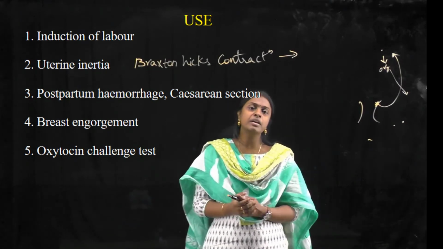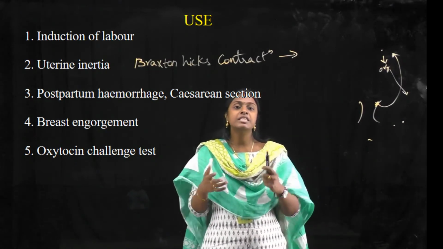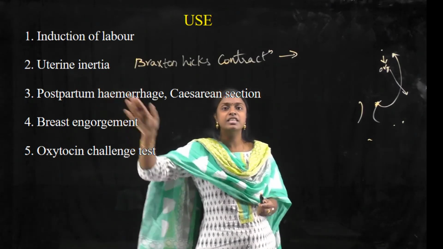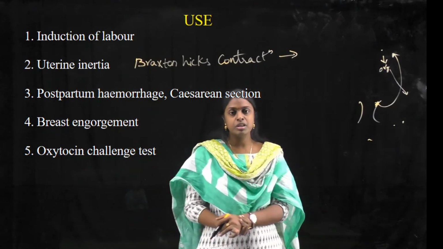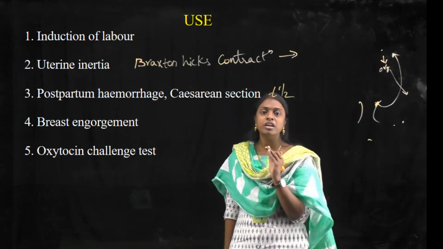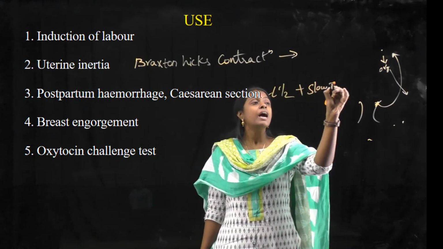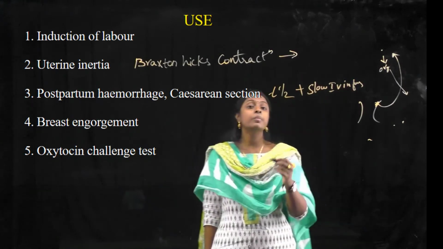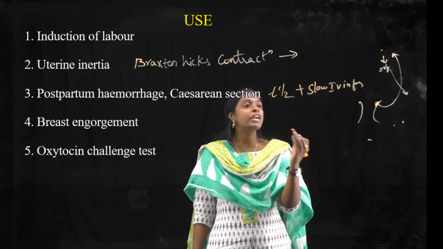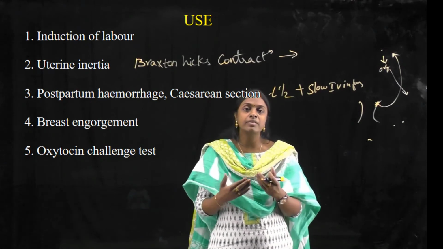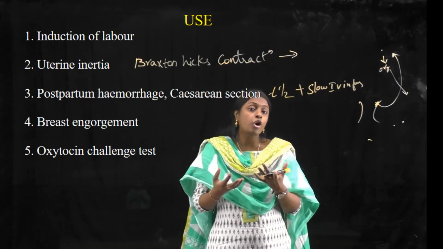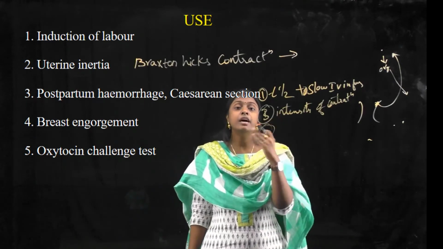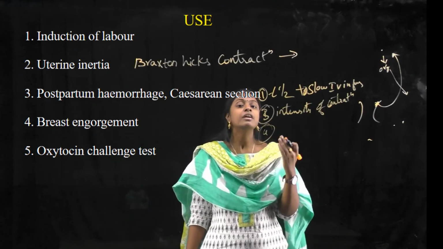So why are we selecting oxytocin over ergometrine? Ergometrine is also a drug which acts like oxytocin. But for this uterine inertia, we will give oxytocin only because of its shorter half-life plus slow IV infusion. And not only that, we can control the intensity of the action. We can give it for more contractions or moderate contractions, and we can terminate this action whenever we need it.